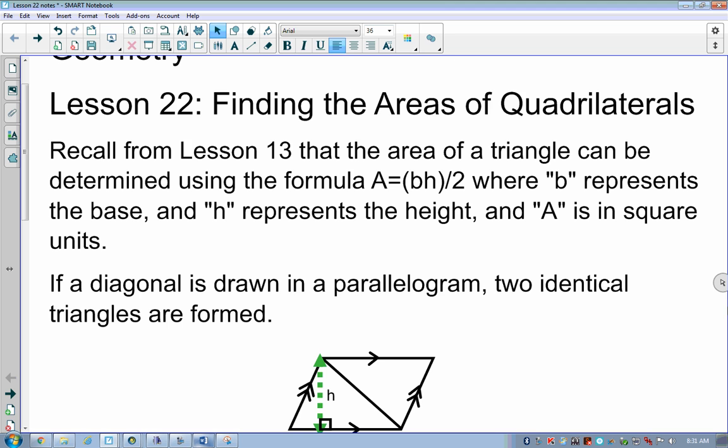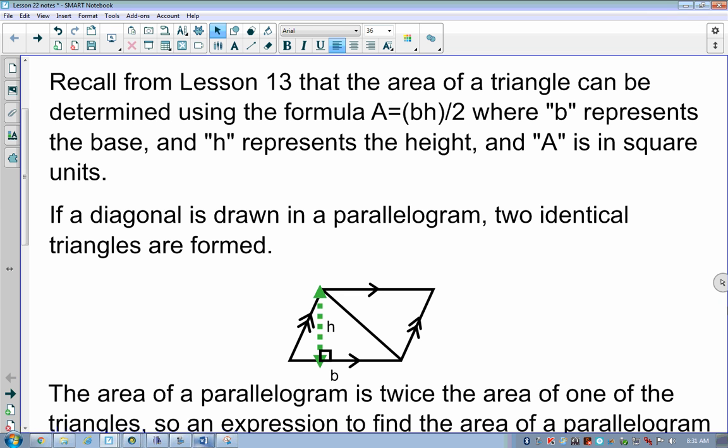But we want to recall from lesson 13 that the area of a triangle can be determined by using the formula base times height divided by 2. So hopefully you understand as I write some of this up. It's not written the way I would like to have typed it, but there it is. B represents the base of the triangle, H represents the height or altitude, and A is in square units. Sorry, not always inches.